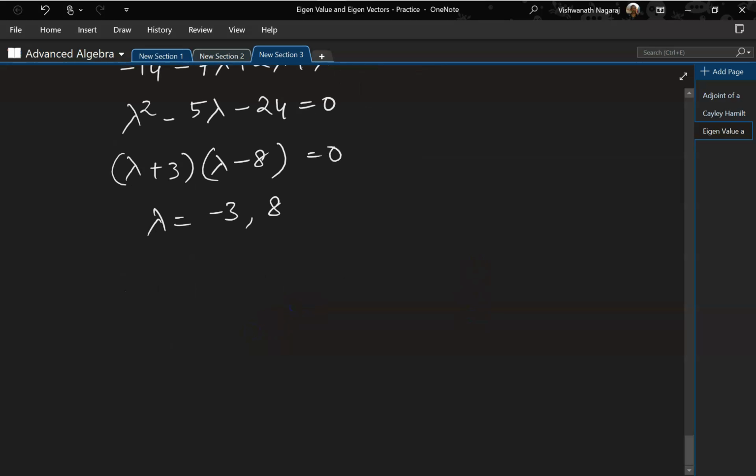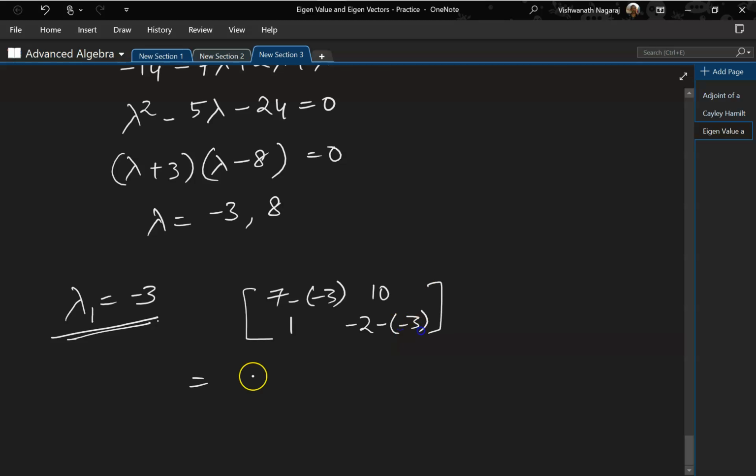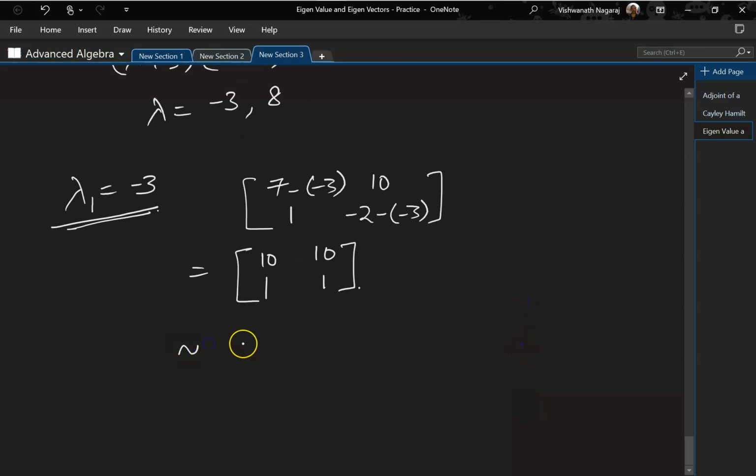So what we have got are the eigenvalues. Now, corresponding to these eigenvalues, we figure out the eigenvectors. So for, let's say, lambda 1 is equal to minus 3, let's figure out the vector. So 7 minus minus 3, 10, 1, minus 2 minus minus 3, which is equal to 7 plus 3 is 10, 10, 1, minus 2 plus 3 is 1. And the equivalent of this would be 1 times 10 minus 10. So this would be 1, 1, 0.